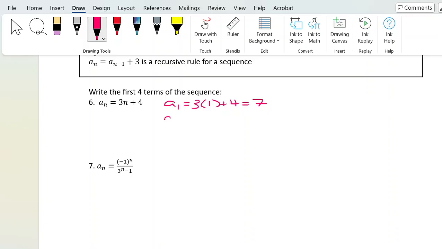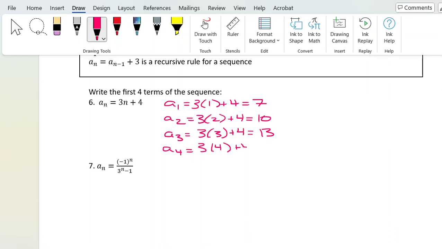My second term is going to be 3 times 2 plus 4, which is 6 plus 4, which is 10. For my third term, it's going to be 3 times 3 plus 4, which is 9, plus 4, which is 13. And for my fourth term, it's going to be 3 times 4 plus 4, which is 12 plus 4, which is 16. So my first 4 terms are 7, 10, 13, and 16.